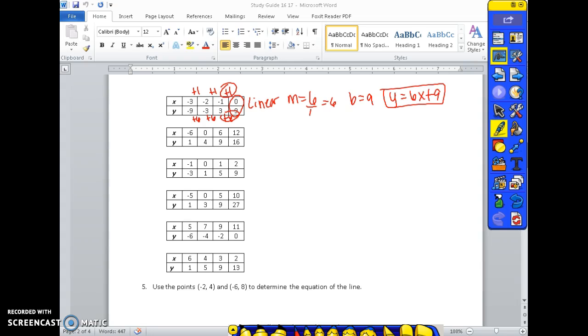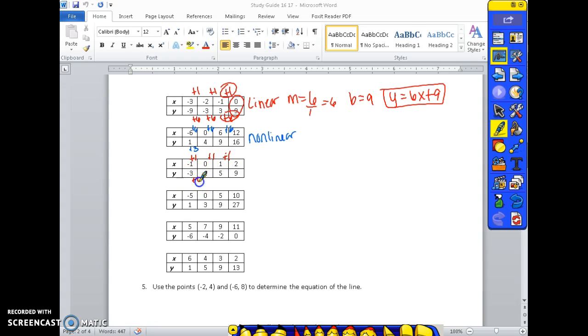For the second one, I am increasing by 6 each time. To get from 1 to 4, I add 3. 4 plus 3 is not 9, so that one is nonlinear. The next one, I'm adding 1 each time.